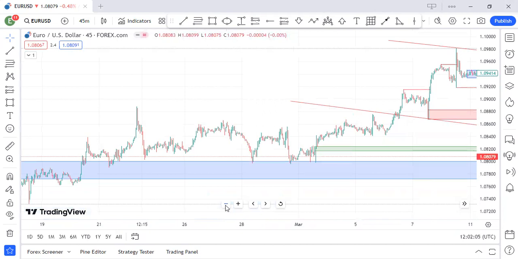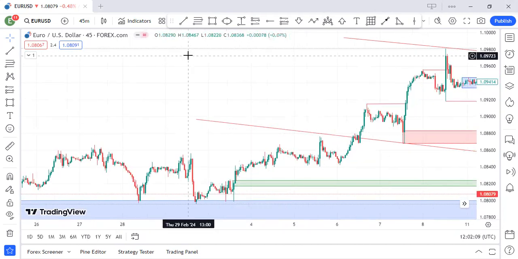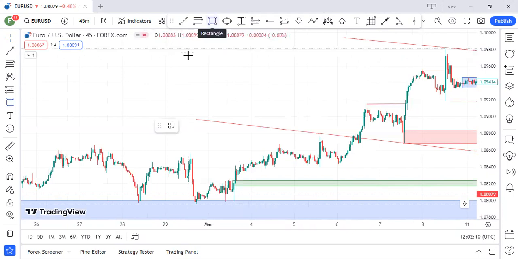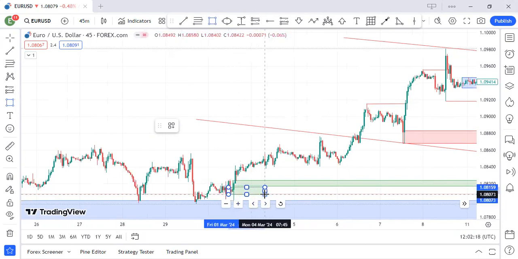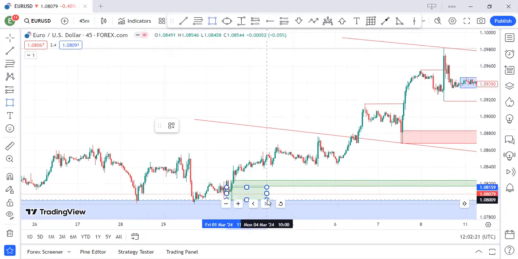For my SMC traders, you know how we do it. We draw, we cover the last selling candle on top, and then down this way.